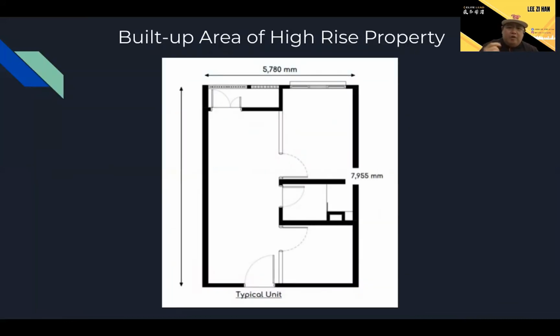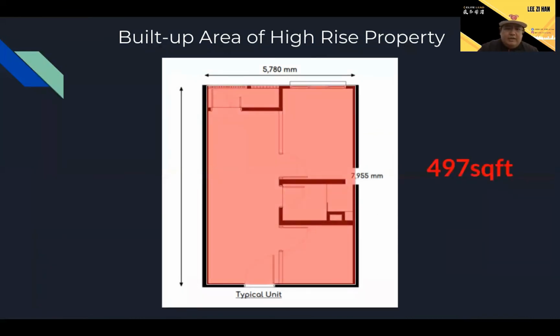This is 497 square feet. The built-up area of this property is actually the red color one. Okay, so you can see from when you go in, the entrance, and then there is this common area, and then you have 1 room, 2 rooms, a bathroom, and also a balcony. This whole piece of area that you can use belongs to you, and what we call the built-up area.